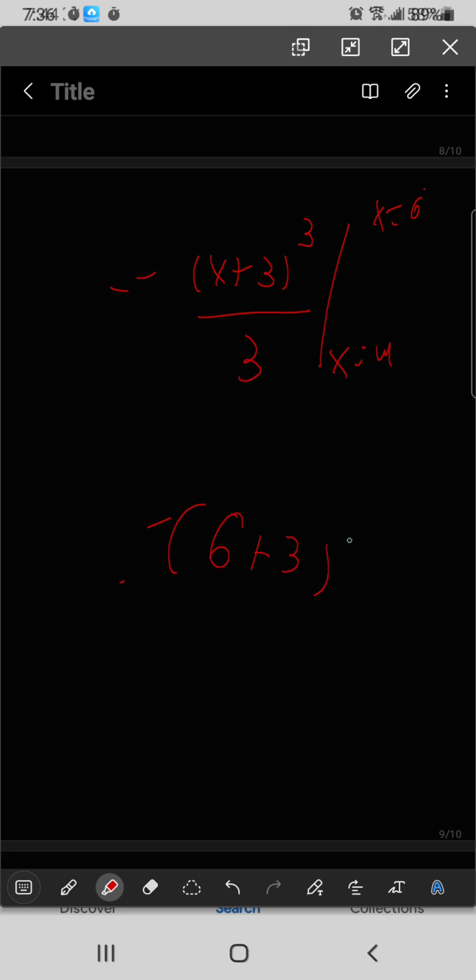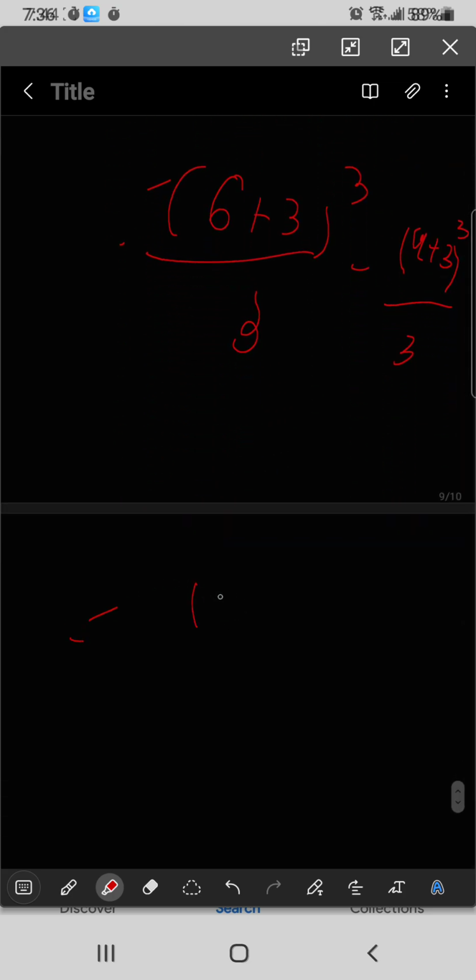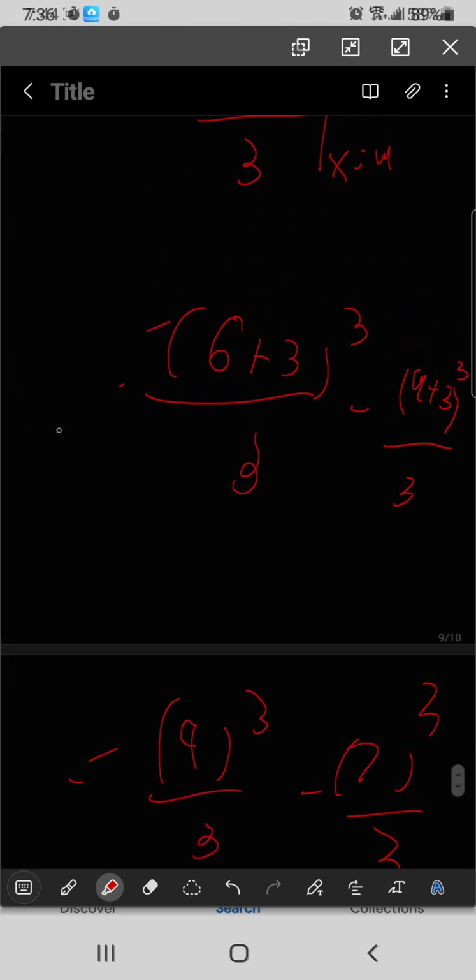So (6 + 3)^3 divided by 3 minus (4 + 3)^3 divided by 3. 6 plus 3 is 9, cubed, divided by 3, minus 4 plus 3, which is 7, so 7 cubed divided by 3. Okay, we have to do some long multiplication here. 9 times 9 is 81. 81 times 9. 9 times 1 is 9. 9 times 8 is going to be 72. So 729 divided by 3.